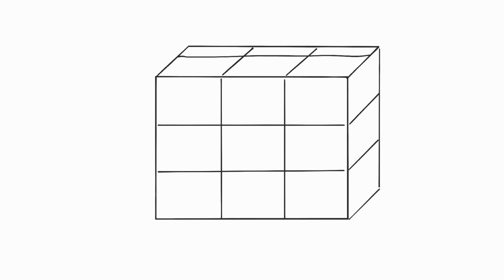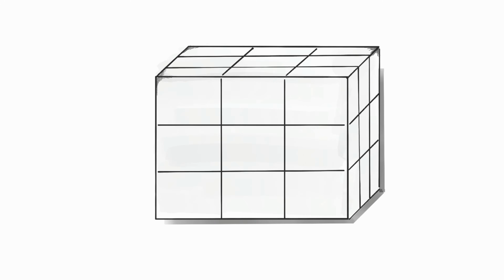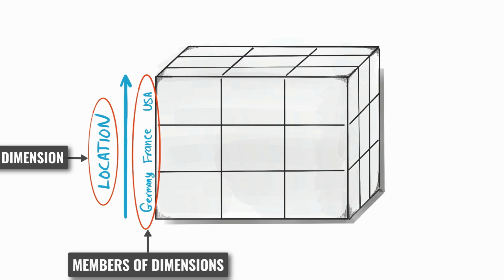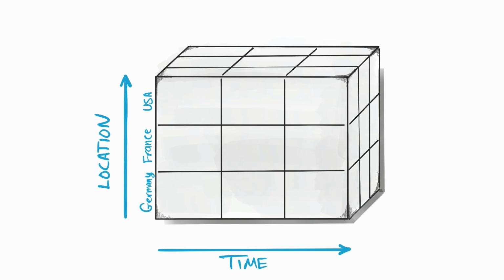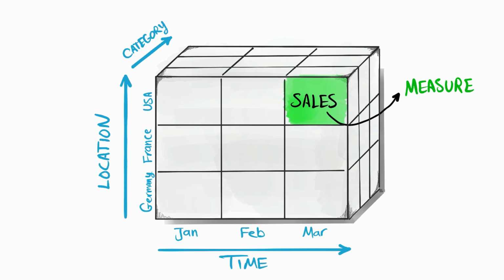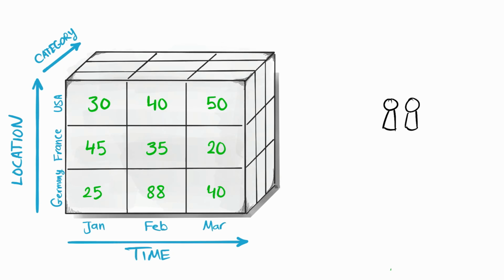We have the cube of sales, and it has 3 dimensions. The first dimension is the locations, and inside the locations we have 3 members: USA, France, and Germany. Those 3 values are the member of the dimension location. And we have another dimension called time, and it has 3 members in the dimension: January, February, and March. And the third dimension, we have the categories. And now inside the cells of the cube, we have the measure cells. So now our cube is ready with the dimensions and measure, and we can start answering the business questions.